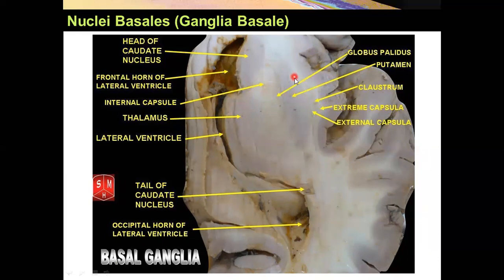Just outside the putamen, there is the external capsule. Outside the external capsule, the gray area is the claustrum. Outside the claustrum, this white area, it is the extreme capsule.